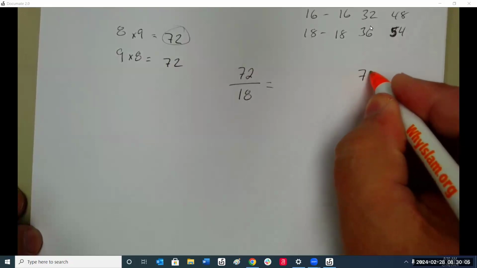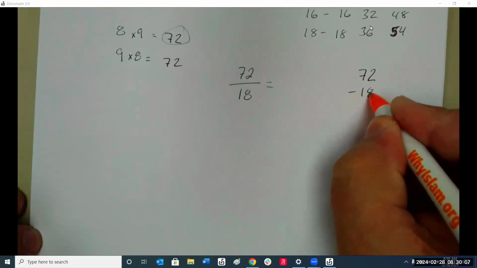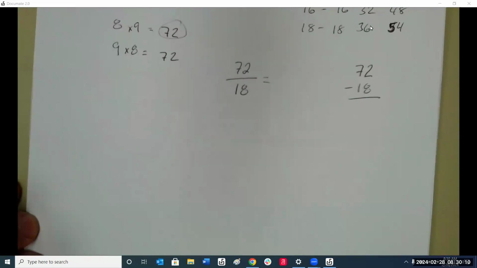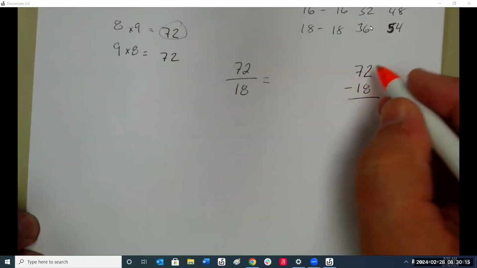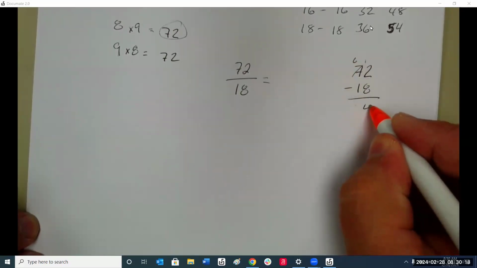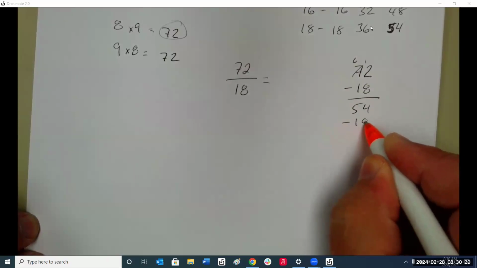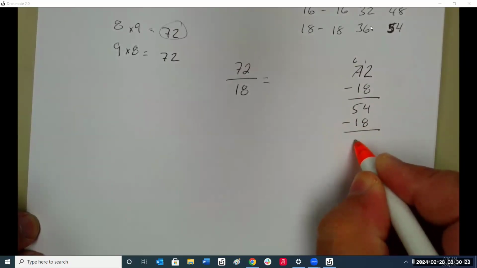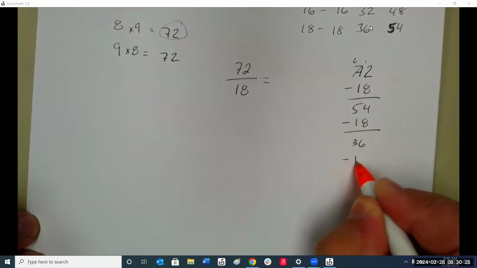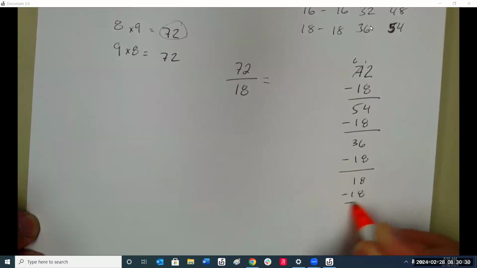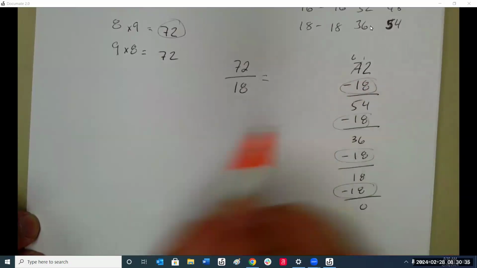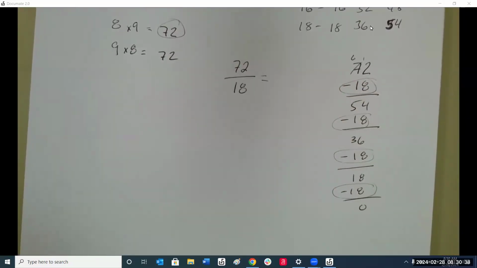The subtraction method would be best over here. 72 minus 18 is what? So that's 6. Minus 18. Minus 18. Minus 18. So we have 1, 2, 3, 4. I'd have to buy 4 boxes so I won't have any leftovers.